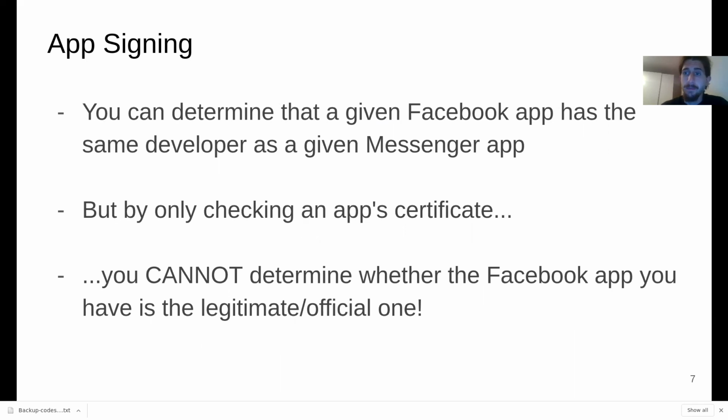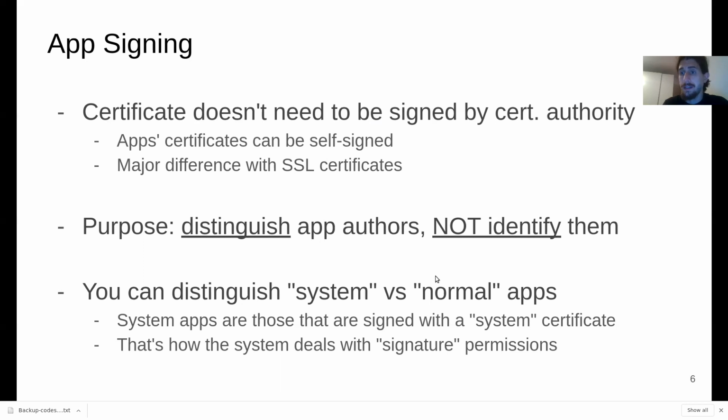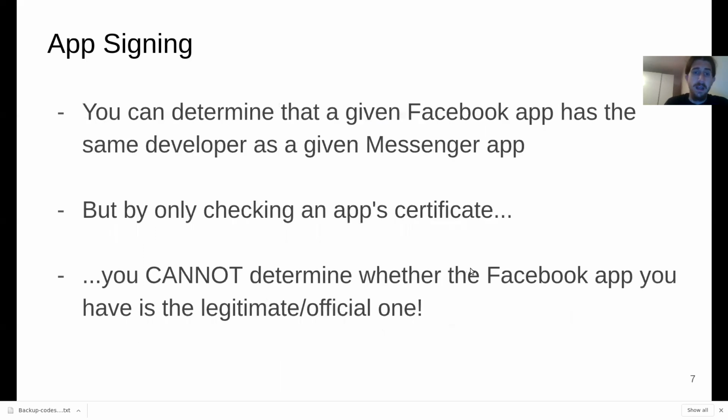So an important part is that the key point of these signatures is that you want to be able to distinguish app authors but not to identify them. Okay. What does it imply? Well, it implies that, for example, if you get a Facebook app and a Messenger app, you can check if they're signed by the same certificate. If yes, then you know that these guys are signed by the same developer.